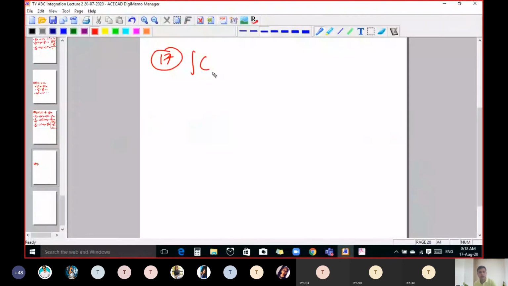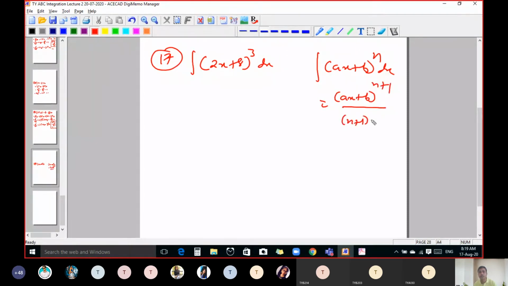Integration of 2x plus 8 whole raised to 3 dx. So here use the rule ax plus b raised to n. The answer for that is ax plus b raised to n plus 1 upon n plus 1 into the coefficient of x, which is a. This is the formula. So in just one step you will get the answer. 2x plus 8 raised to, if we add 1 to 3 we get 4, upon 4 into the coefficient of x, which is 2, plus c. This is our final answer.